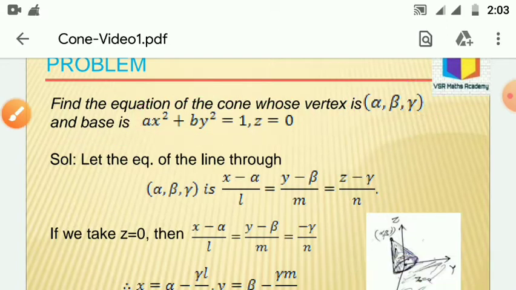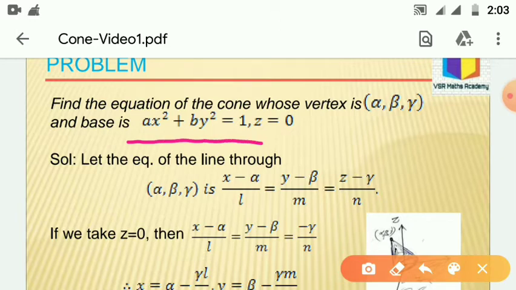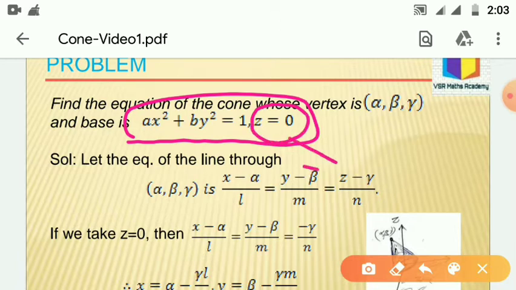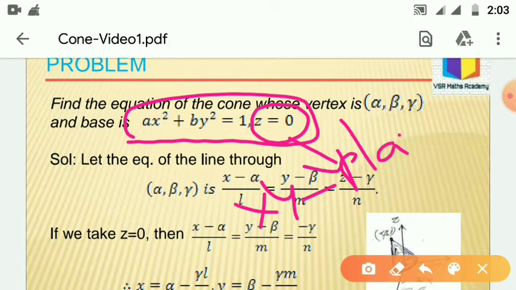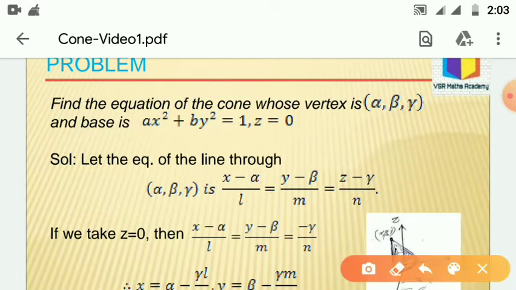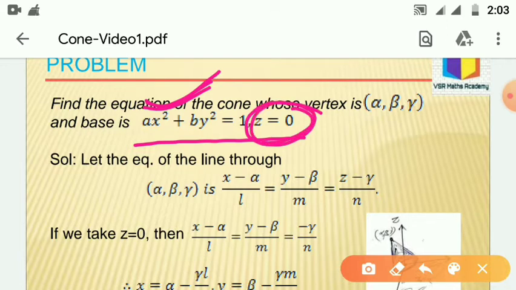What does it mean? By the equation of this curve we mean that since z is equal to 0 is nothing but the xy plane in 3D geometry. In 3D geometry z is equal to 0 is the equation of the xy plane. Therefore, by these two equations we mean that this curve ax square plus by square is equal to 1 lies in the xy plane.